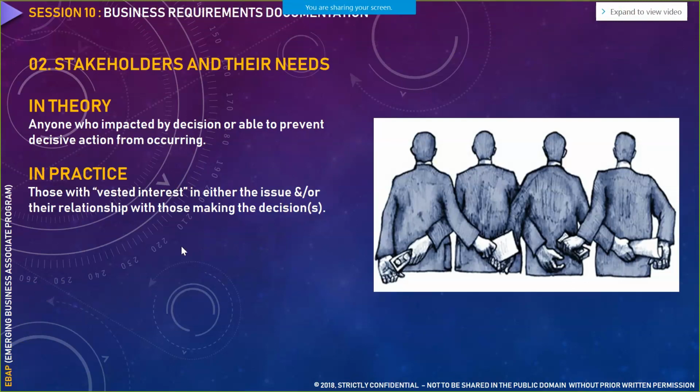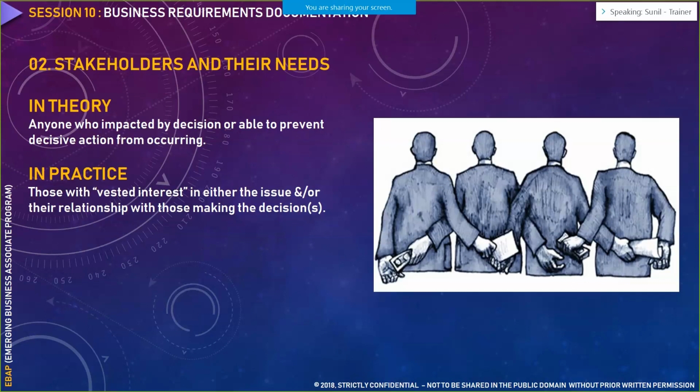Okay. So what I was explaining, the stakeholder and their needs. When we see the stakeholder, there are essentially two perspectives associated with it. One is your theoretical perspective, what we see and read in any of the business analysis books. And then there is a practical aspect to it. So in the theoretical aspect, it says that anyone who is impacted by a decision or able to prevent decisive action from occurring is called a stakeholder.